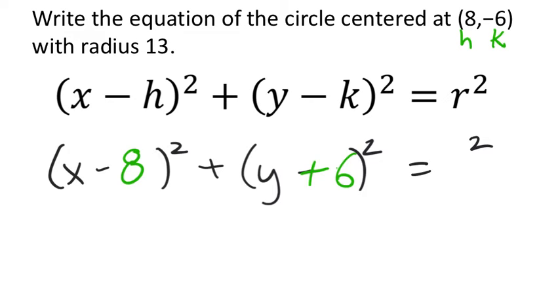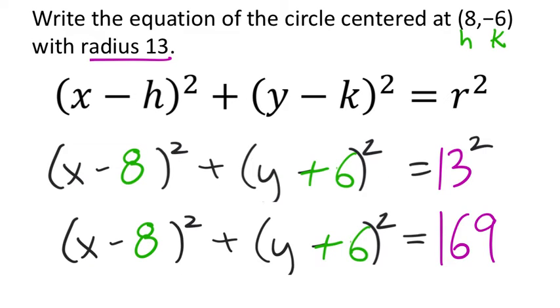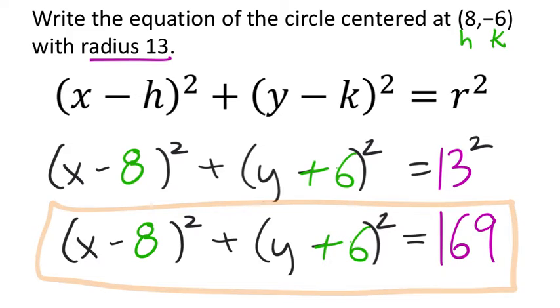Then we also have the radius, which is 13, so that would be 13 squared, which I believe is 169, but I'll check on my calculator. Boom, it is, yep. So 169 equals this stuff right here. Yep, so that's it right there. Let's box this in because it looks so pretty.